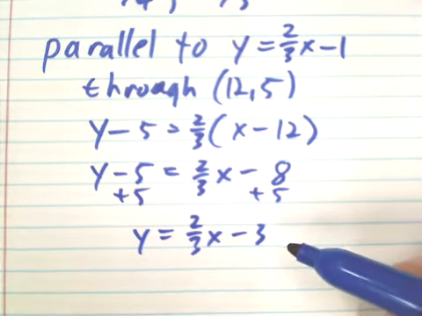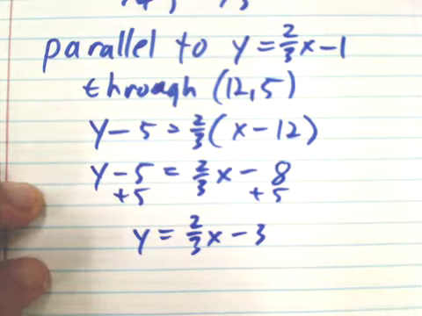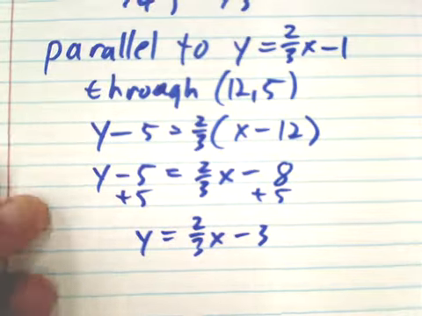Okay, I have a try it for you. I'm going to get a separate piece of paper just for the sake of my room. You don't need to get a separate piece of paper. Try it. Let me see what I've written here. Find a line. Try it.